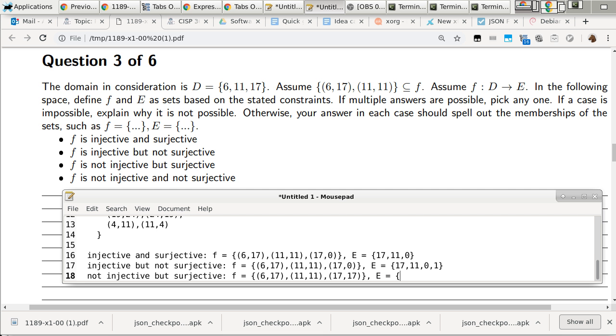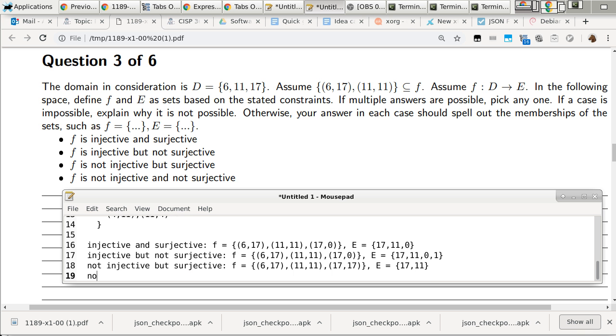Okay, but then E cannot have all three elements, because it still has to be surjective. So that means E can only contain 17 and 11. Is that okay? So even if you are to use copy and paste, you kind of have to know which part you can copy without modification and which part you cannot. So it's still kind of important to understand the concepts. So the last one is not injective and not surjective. Okay. So we'll start with what has to be there. Okay, we'll start with these.